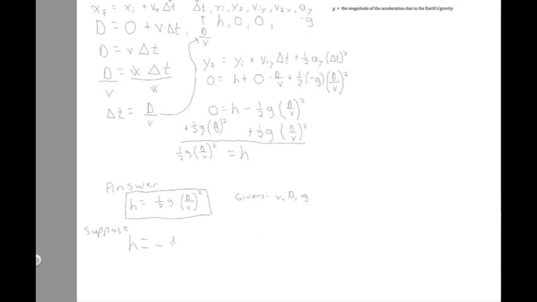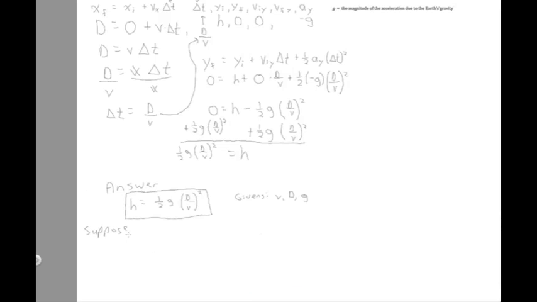Suppose that h had come out to be negative. If the math had told us that h comes out to be negative, we would have known we made a mistake somewhere along the way. It wouldn't make sense for h to be negative on this problem. So if we happened to have gotten a negative h, that would have meant some kind of math or setup mistake somewhere in the problem. So you should be able to tell that this would be a wrong answer.